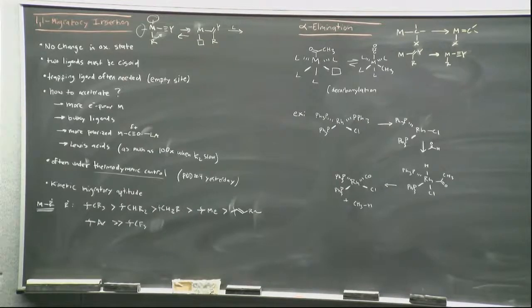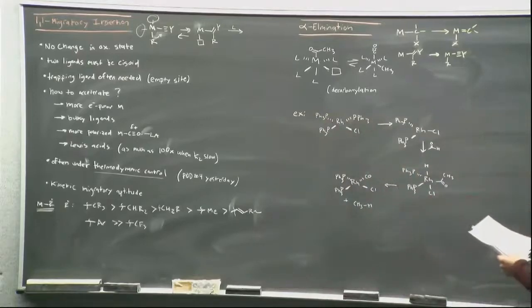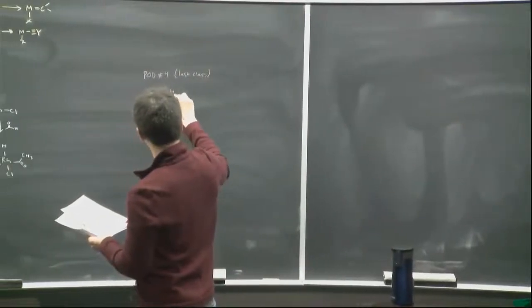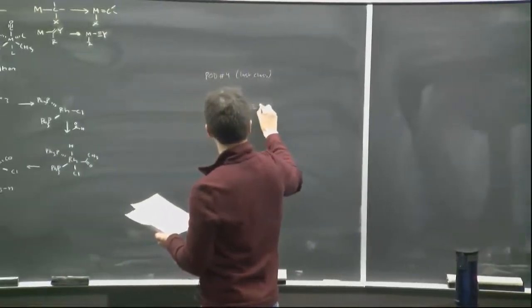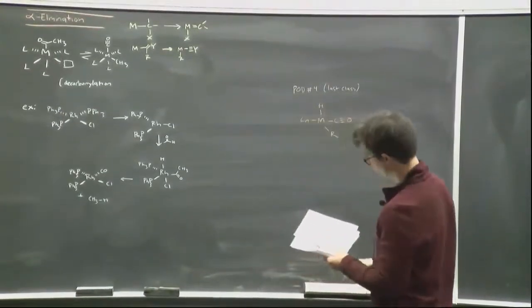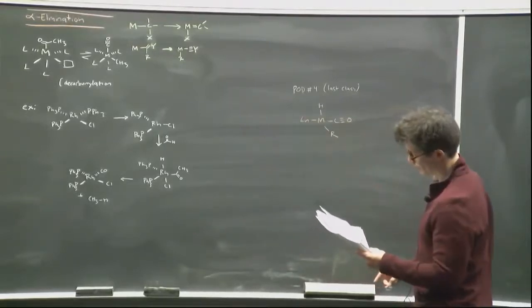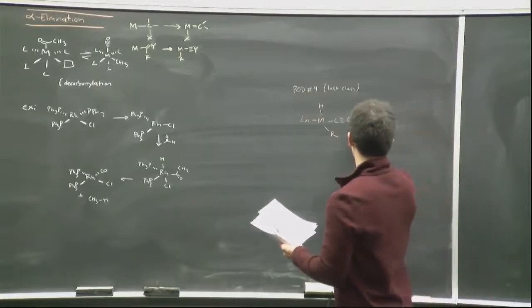worksheet, so I'll draw that in case anybody didn't bring that with them. The question just asks you to consider this general metal hydride, carbonyl hydride, and asks you to anticipate the 1-1 migratory insertion product.